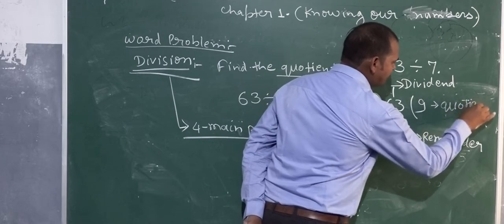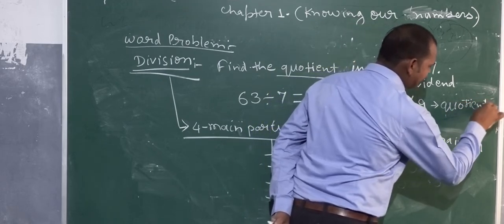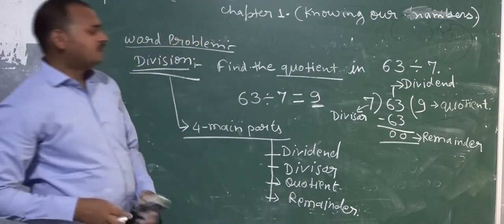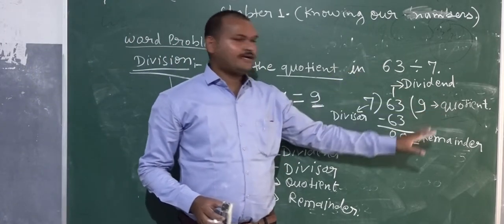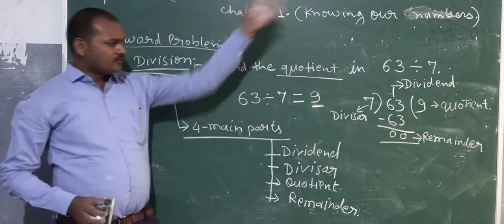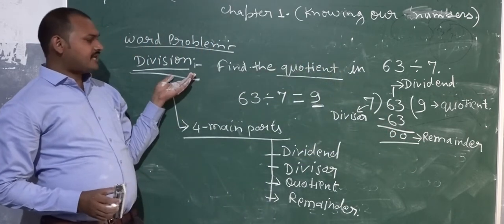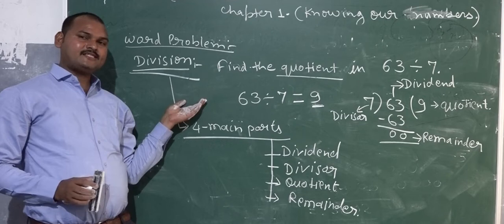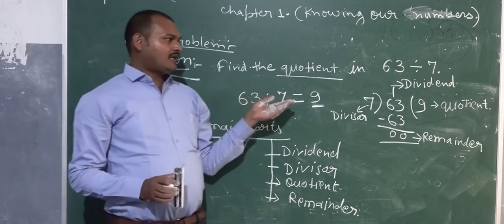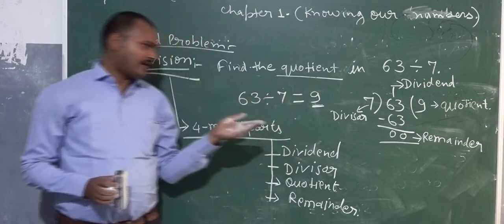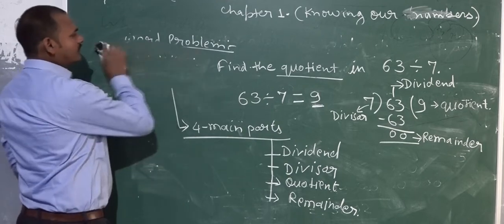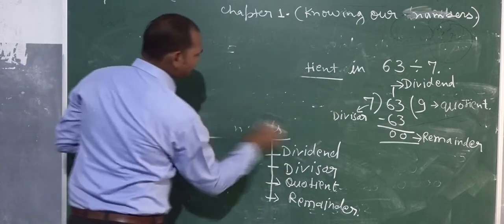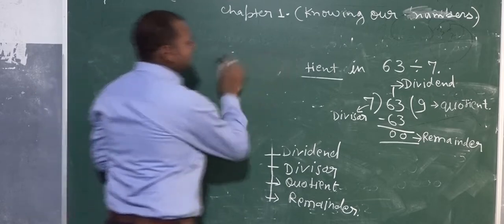I think you understand easily. To understand this: what are the divisor, dividend, quotient, and remainder? So, how many main parts are in division? 4. Which? Dividend, divisor, quotient, and remainder. So, this is completed. I will move on to the next topic.